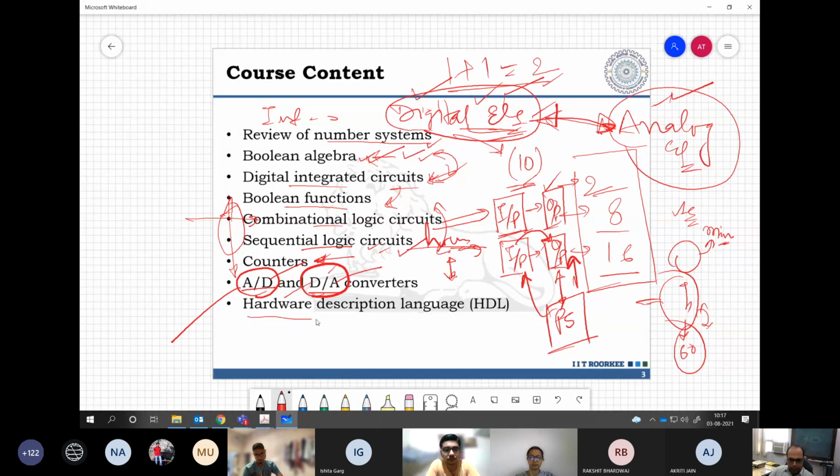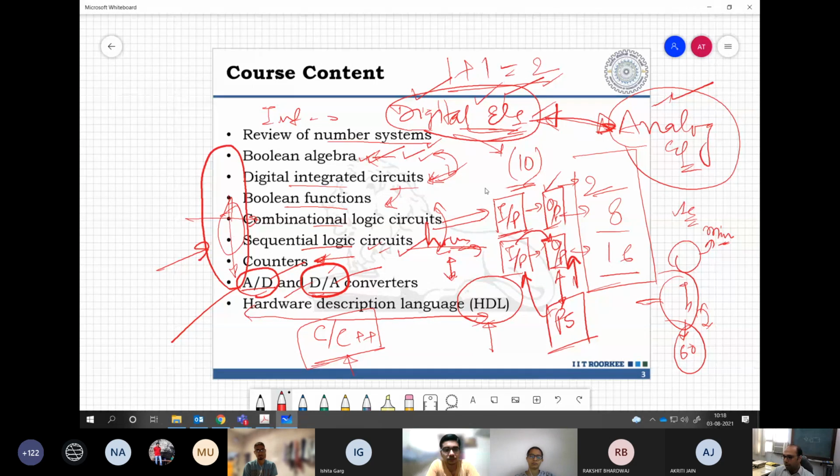And finally, what I was telling as the hardware description language, this is where I need some understanding from your side about the C or C++ language. This will help you in understanding the hardware description language. Whenever the quantity of circuits goes beyond, let's say you are synthesizing thousands of circuits together, it is not possible to do it manually. You have to have some mechanism to do it in an automated manner. And this is where we look for a language called hardware description language.